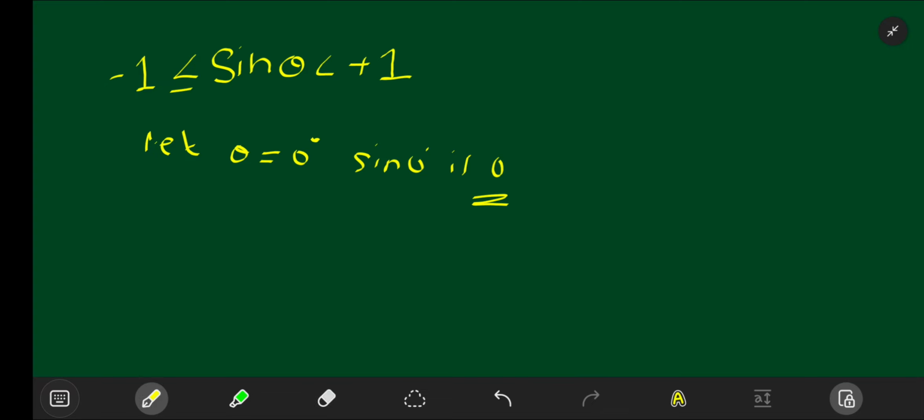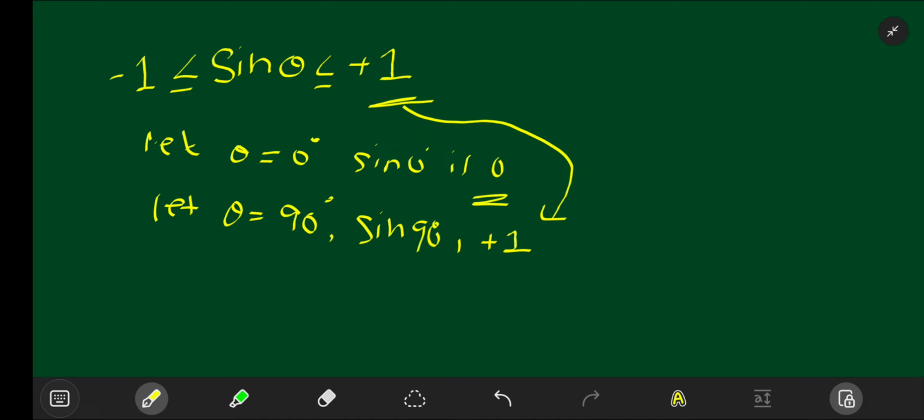Let's take one more angle. Let theta equal 90 degrees. So sin 90 degrees is plus 1. So it is the maximum value of our range. The maximum value of our range is plus 1. So it is equal to the maximum value.